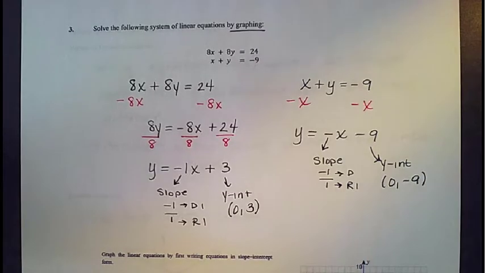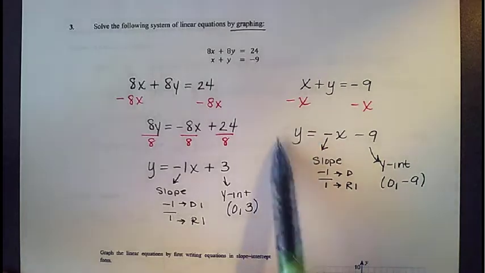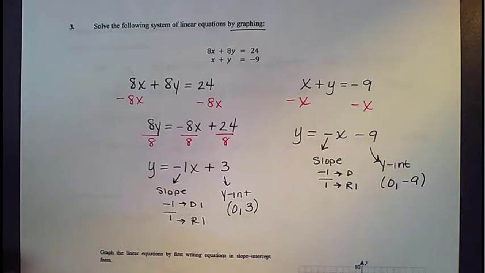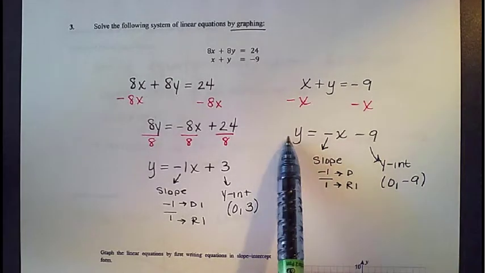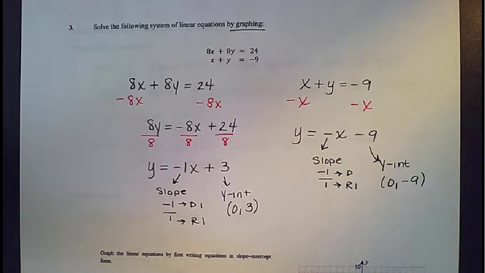Notice we didn't have to go any further because once we moved the x, my y was by itself. It didn't have a coefficient that I needed to divide by. Had that been a negative y, I would have needed to divide by a negative, but that wasn't the case here, so we just get to stop after we move the x.